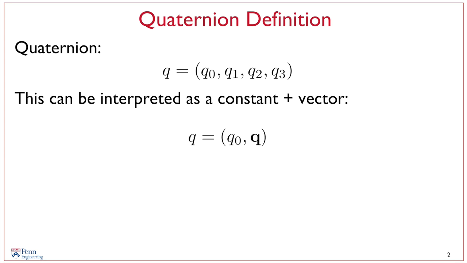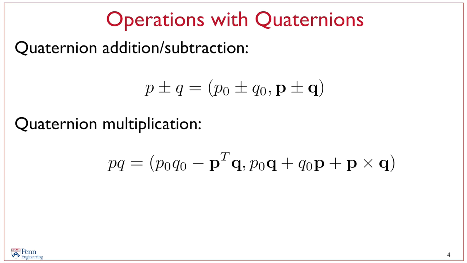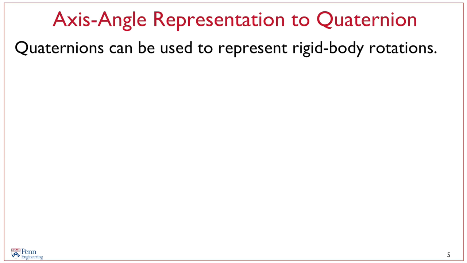We can use this representation for defining common operations on quaternions. To add or subtract two quaternions p and q, we simply add or subtract the corresponding components. Quaternion multiplication is defined by the following equation. The inverse of a quaternion is a quaternion where the constant component q0 remains unchanged, but the vector component is negated.